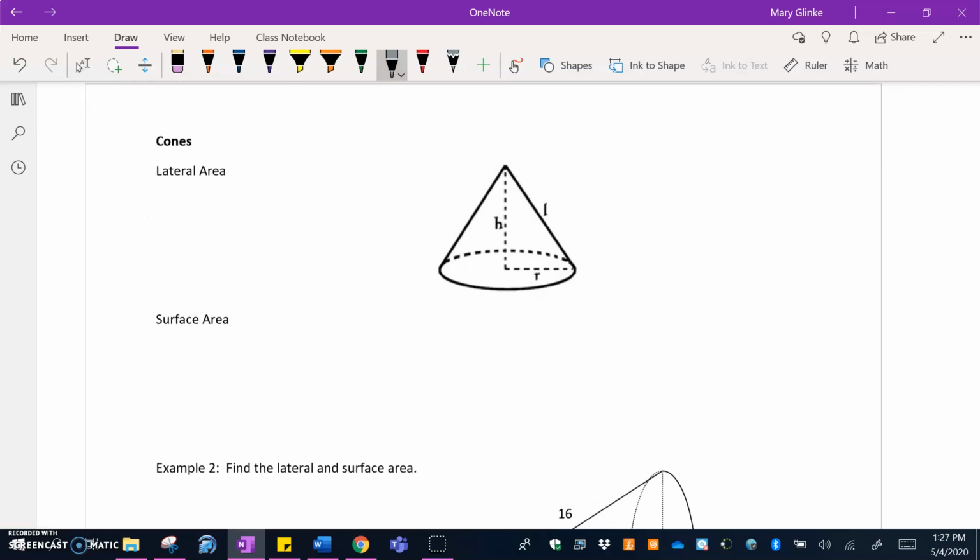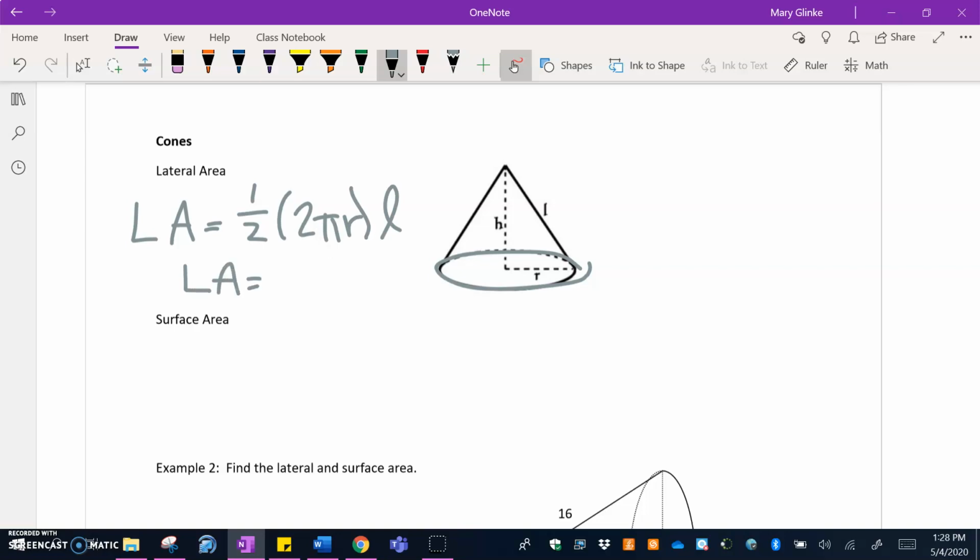We're going to go ahead and do 1/2 the perimeter times the slant height, but our perimeter here is the circumference. So if we were to do 1/2 of 2 pi r times the slant height, it's going to simplify a little bit. So it's just going to be pi r l.